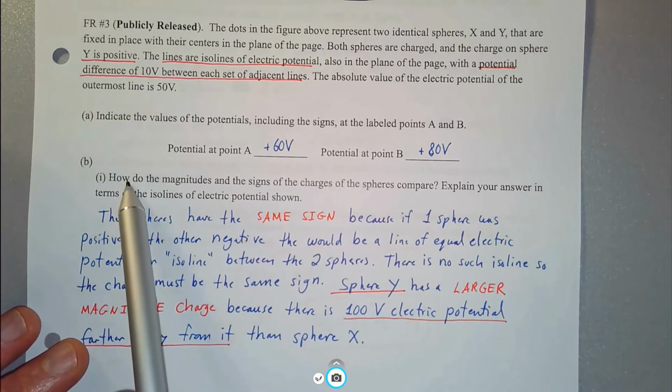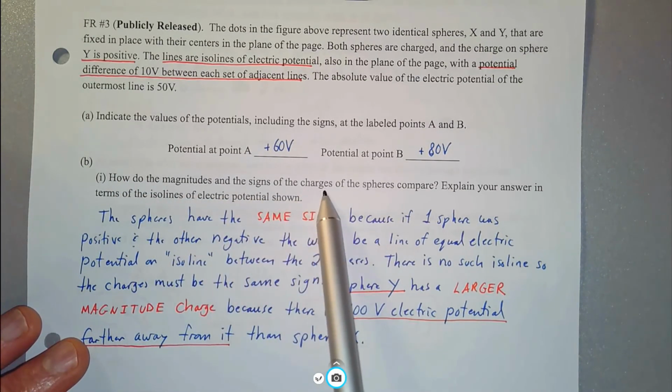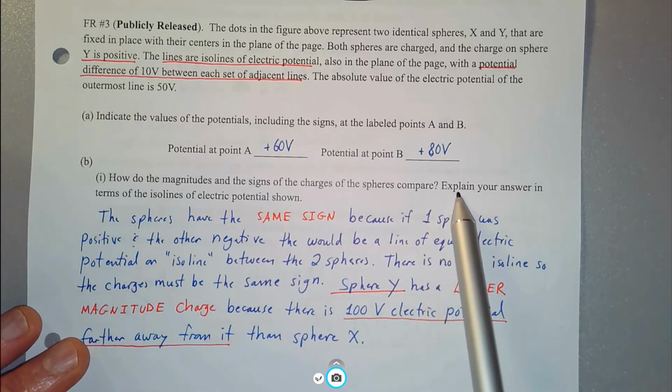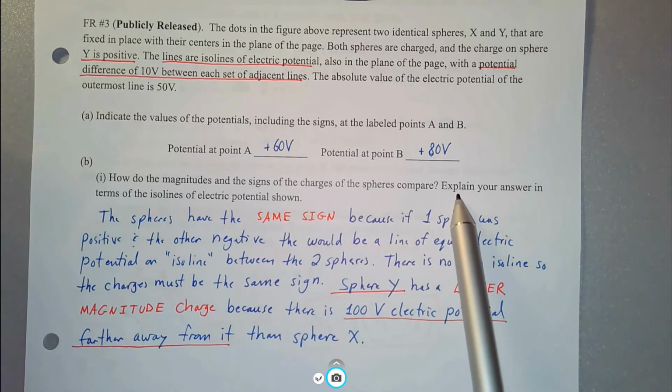First part of part B says, how do the magnitudes and the signs of the charges of the spheres compare? So are they the same charge? Are they two positive charges? If Y is positive, is X positive, or is it negative? And which has more net charge at that location? And how do we know?